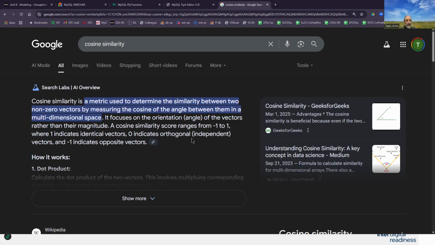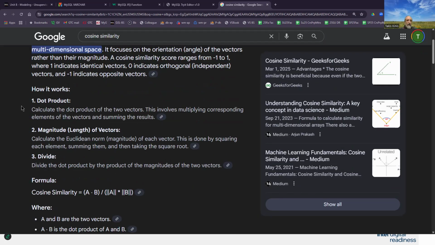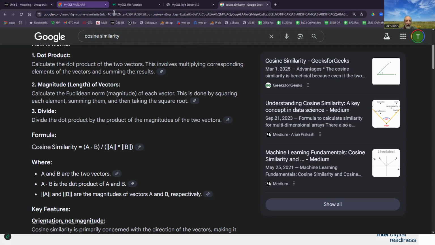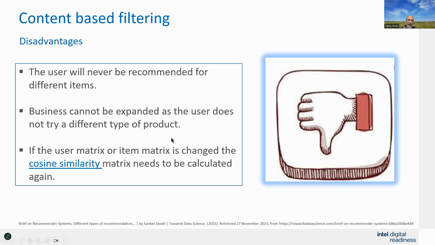All right, this is pretty heady kind of stuff. It's a metric used to determine the similarity between two non-zero vectors, by measuring the cosine of the angle between them in a multidimensional space. That's pretty deep stuff. Cosine and sine are continuous waveforms, and if you study trig and calculus, you learn about that. If you plot them on a chart, they go positive and negative, up and down like a wave, and they can calculate the similarity based upon where the cosine drops in, and of course they go into dot product. Sounds familiar, right? The magnitude of the vectors and the divide, and they show you the formula, and yeah, we're headed there. So all right, that's content-based filtering.